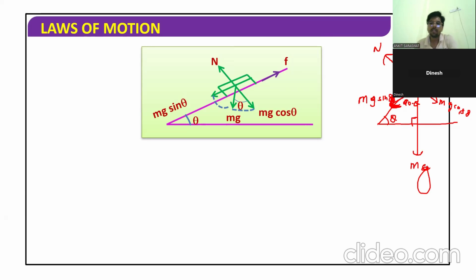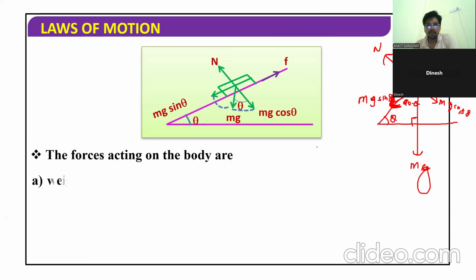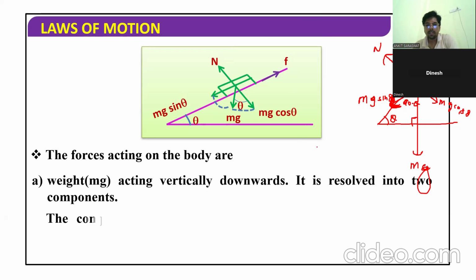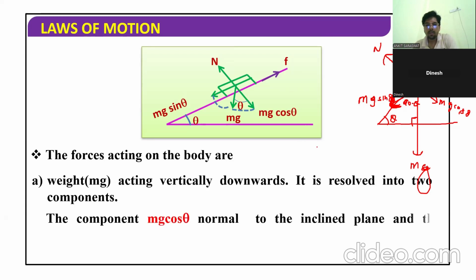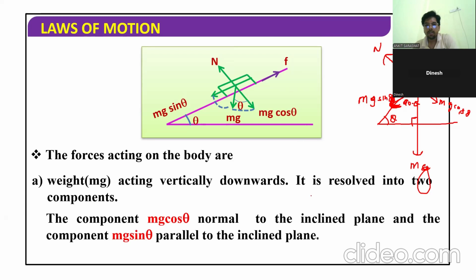Clear? Friction always opposes the relative motion. Is it clear to you? The force acting on this block is its weight, which has two components: one normal to the inclined plane and one parallel to the inclined plane. So mg sin theta is parallel to the inclined plane and mg cos theta is perpendicular to the inclined plane.